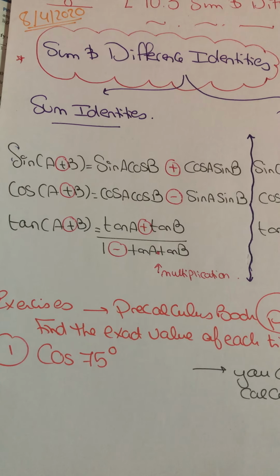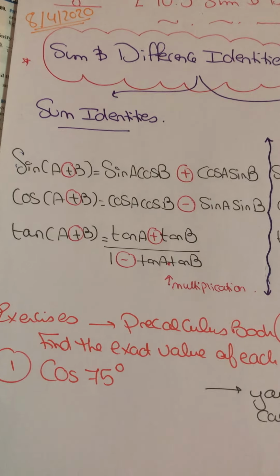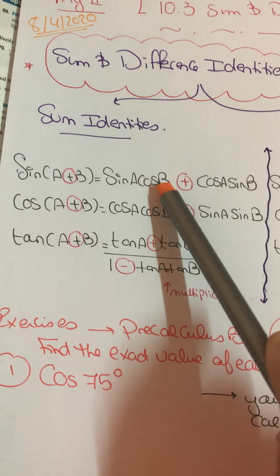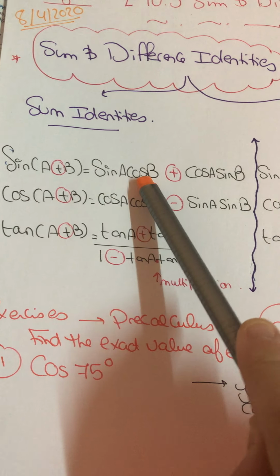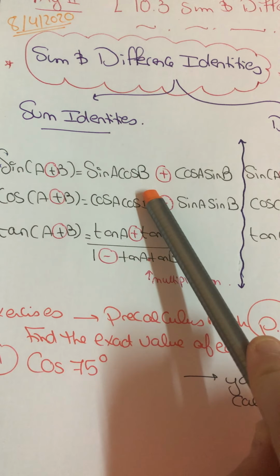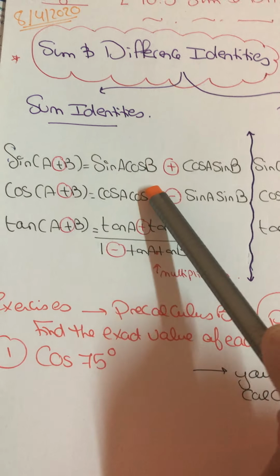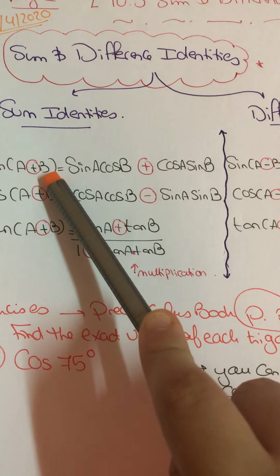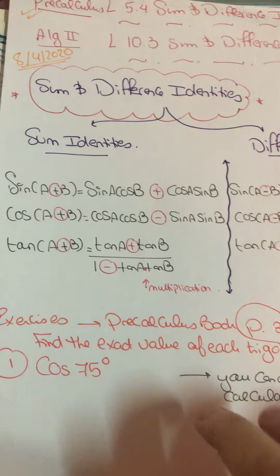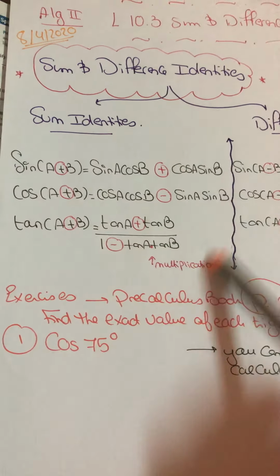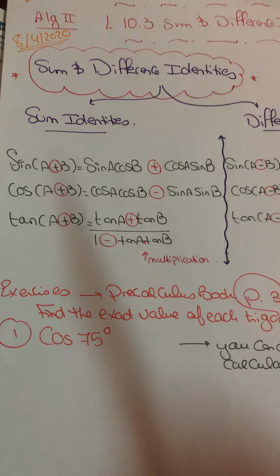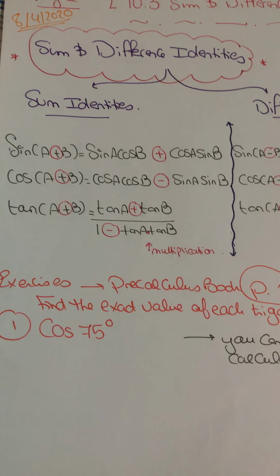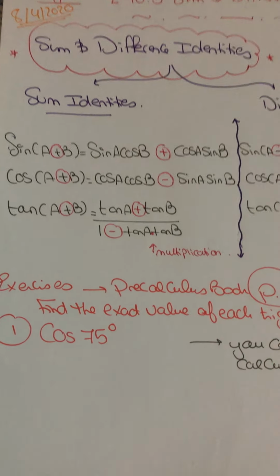Sine A plus B, for example sine 30 plus 60, any two angles, is equal to sine A cosine B plus, remember, I always remind myself, sine has the same sign, cosine A sine B. So cosine 30 sine 60. It doesn't have to be 30 and 60, whatever the numbers. These identities help you in case you are in the desert and you have no calculator with you, because if you have a calculator and you're using it, there's no point of these identities at all.